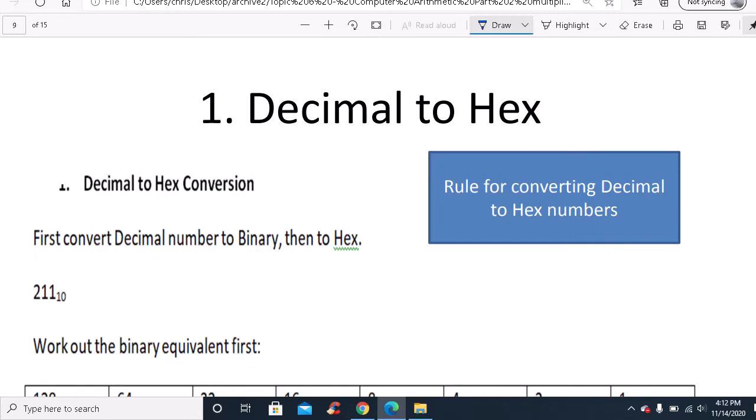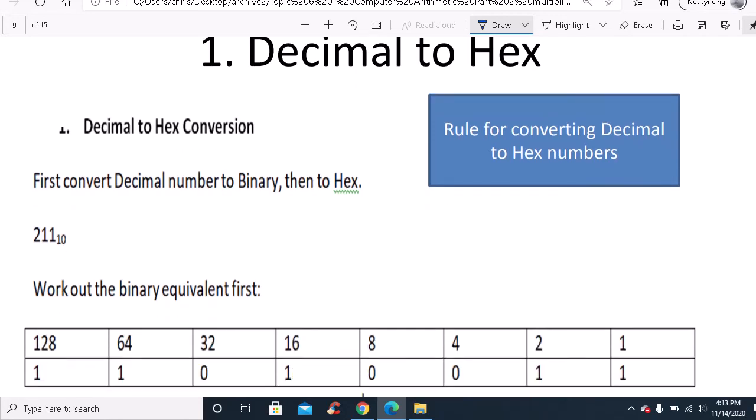So how about converting decimal numbers to hex numbers? Well, okay, I'm going to give you the rule, and I think it's a two-step process. First of all, you convert your decimal number to a binary number, and as a second step, you then convert the binary number to a hex number. So let's work it out. Let's think about 211.